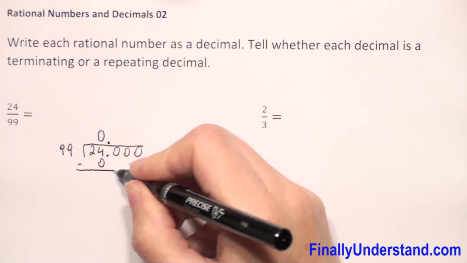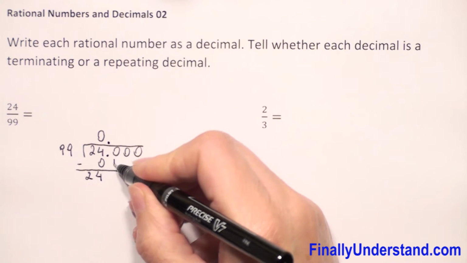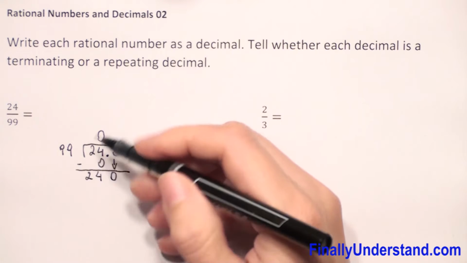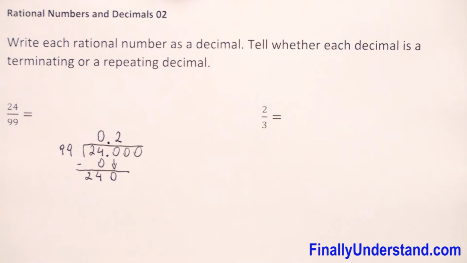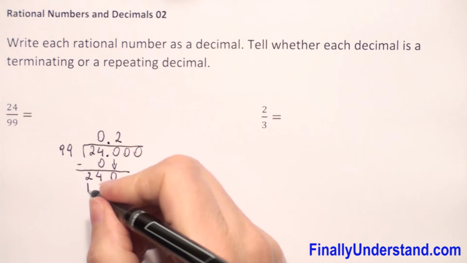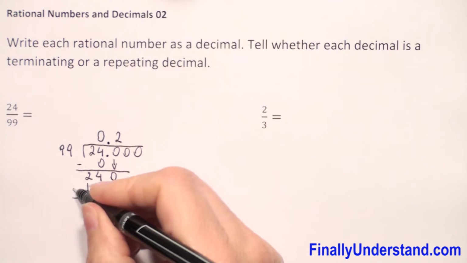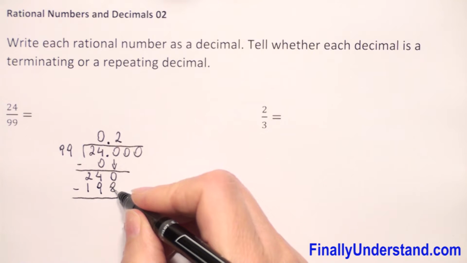Now we have to do subtraction. 24 minus 0 is 24. We take down a 0. 240 divided by 99 is 2. 2 times 99 is 198. Now we have to do subtraction. 0 minus 8 we cannot do.